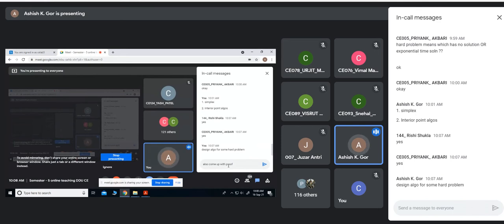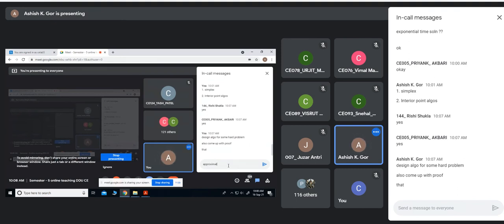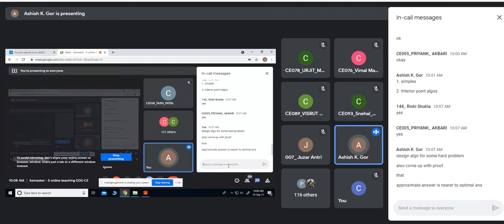To prove in general. Also come up with a proof that your approximate answer is nearer to the optimal answer. And that near also has a different context. How nearer? By what factor is it near? Are you getting what I'm trying to say?